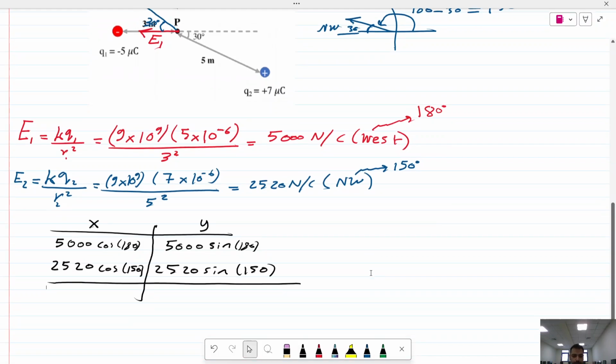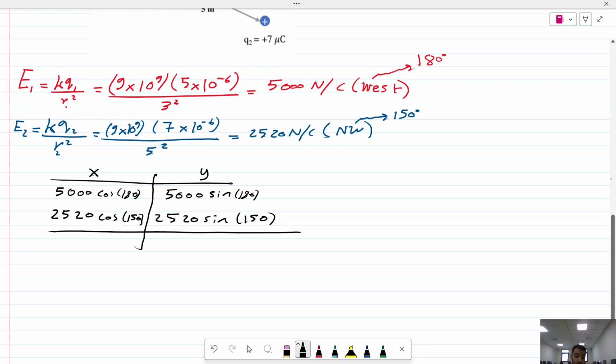So for the x total, we get minus 7,182 newtons per coulomb. And since it's negative, it is to the west. And for the y, we get that y total is equal to 1,260 newtons per coulomb. And since it's positive, it means that y total is to the north.